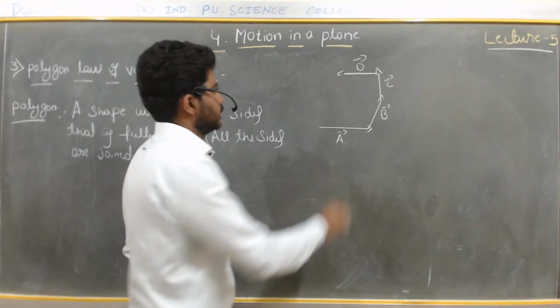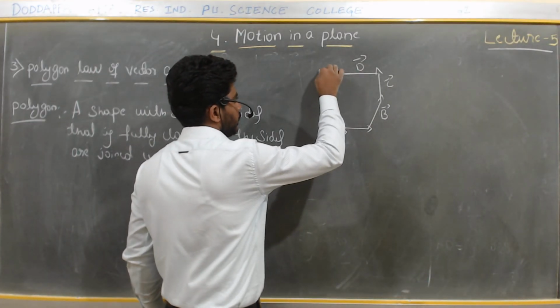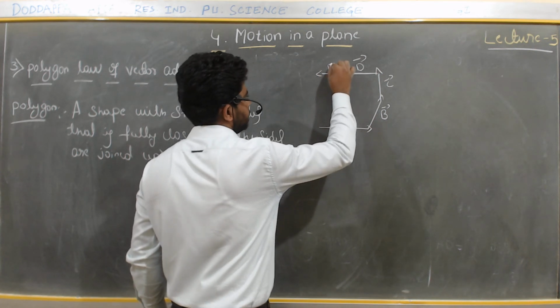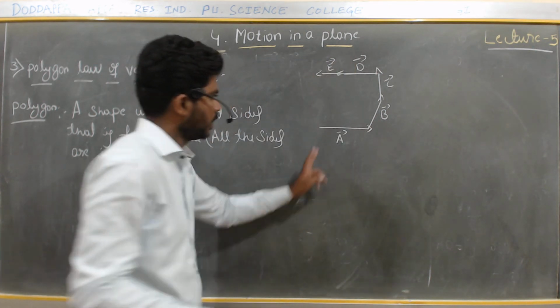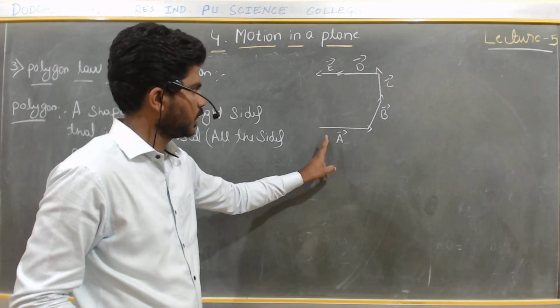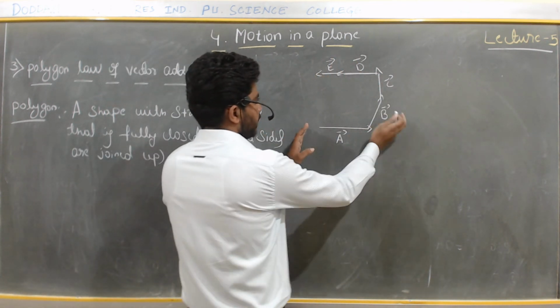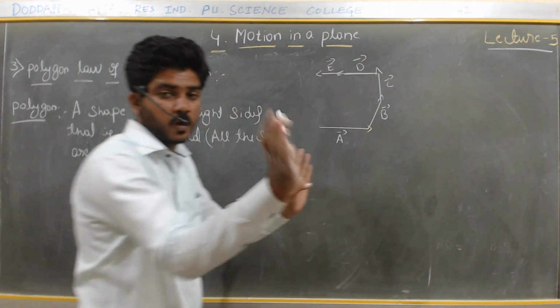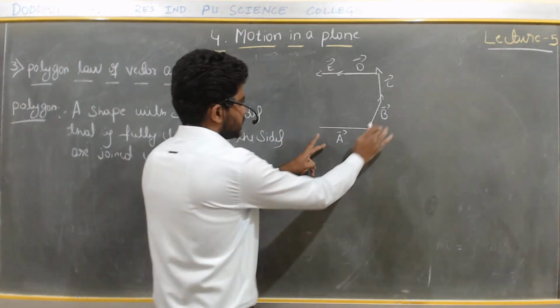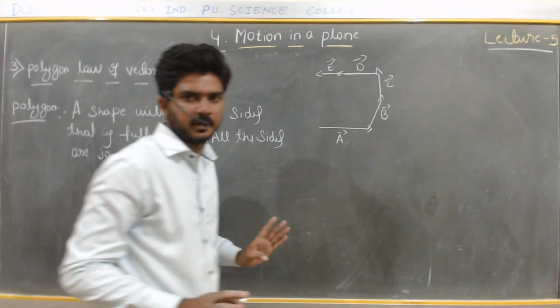Right. So next, vector E. So how many vectors do I have? Vector A, 1, 2, 3, 4, 5. Right. So all the vectors I have are joined up, not closed. All the vectors are joined one after another.